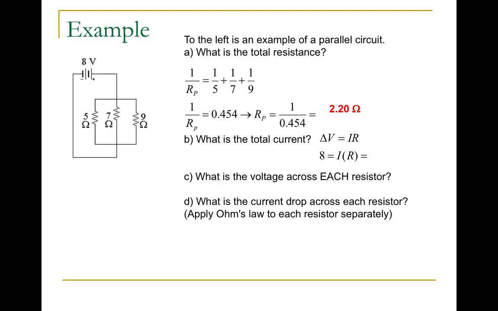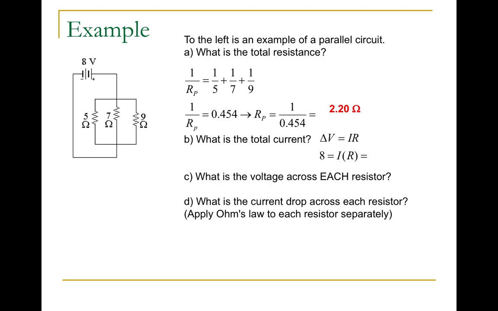Now here's something I want you to take note of. Notice that the equivalent resistance of this circuit is less than the smallest resistor. The smallest resistor here is 5 ohms, and the equivalent resistance is actually smaller than that. That is true of all parallel circuits. The equivalent resistance will always be less than the smallest resistor.